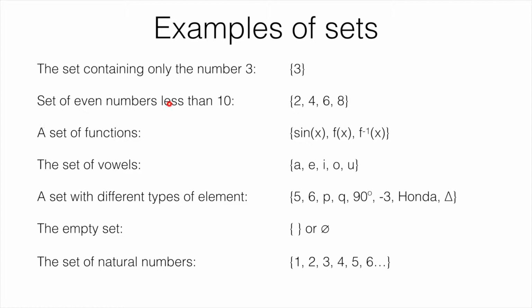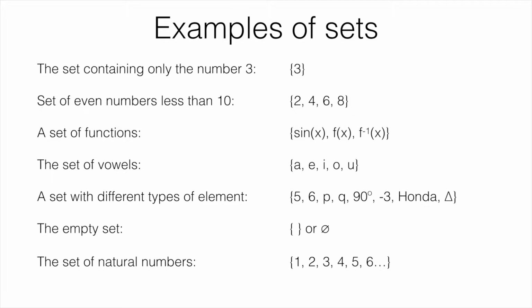Next, we've got the set of even numbers less than 10. So notice again, this is not just a list going 2, 4, 6, 8. I've got that list inside these curly brackets or braces. That's to show that I'm talking about the set of even numbers less than 10. Now, both of these are examples of sets that only contain numbers.